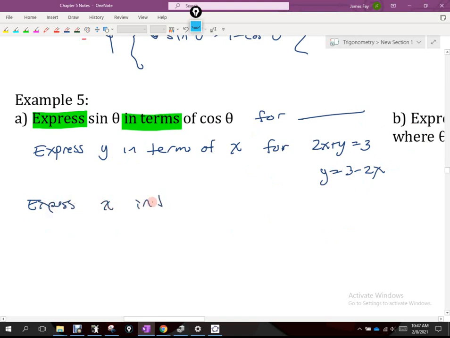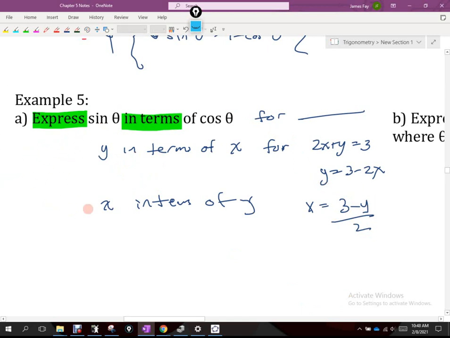If I said express x in terms of y, that's completely different, isn't it? Isn't that going to be x equals 3 minus y all over 2? Okay, so if I mess up the order, obviously it's going to mess up my result.